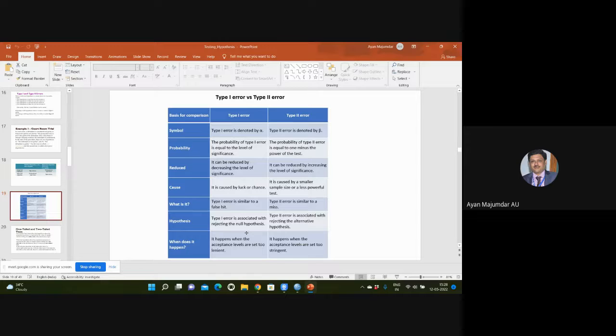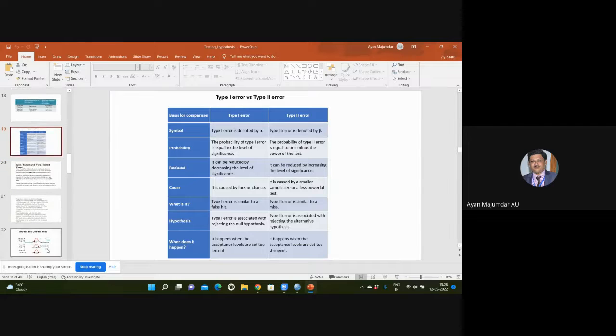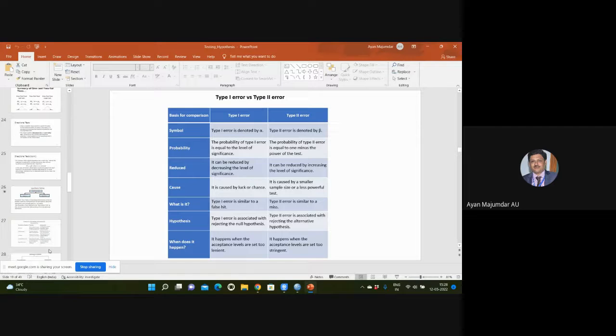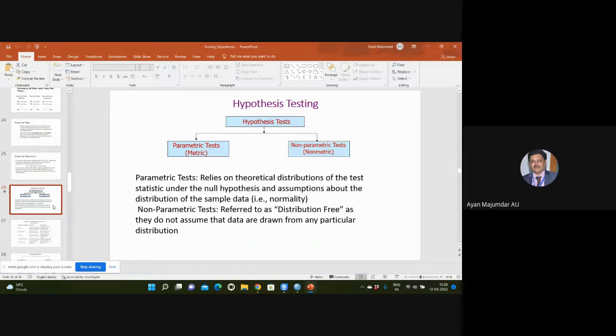And the chance of type 2 error coming is more if you're using too small a data set. So your type 2 error will come. There are other tests also that need to be taken care of. So with this concept about hypothesis testing, let us move to the testing part. Any discussion?